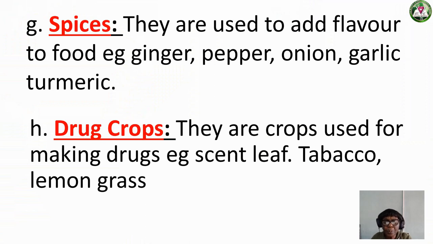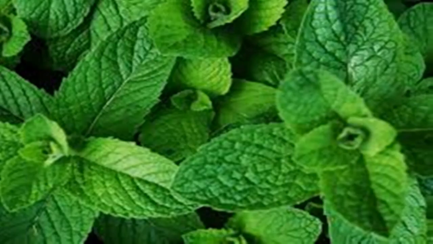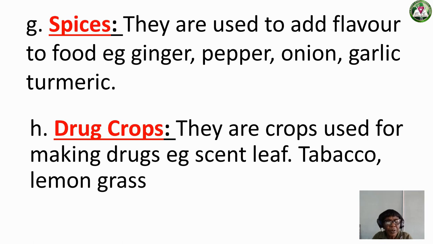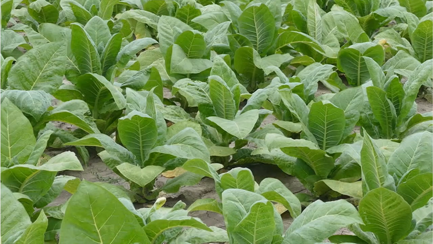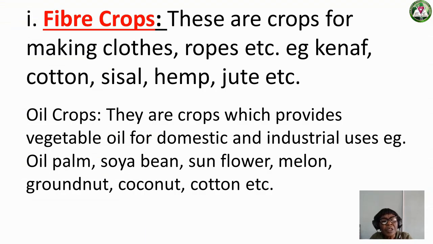Then the next group, the drug crops. This group, they are crops used for making drugs. We use them to prepare drugs that we use for treatment when we are sick. Examples are the scent leaf, what we call nchuanwu, and the tobacco. They are the drug crops.